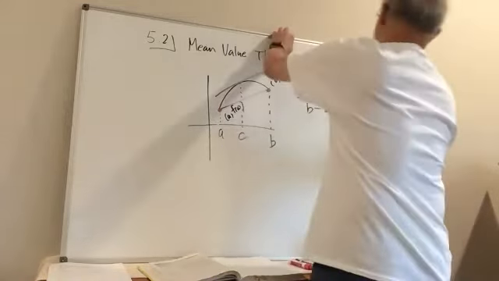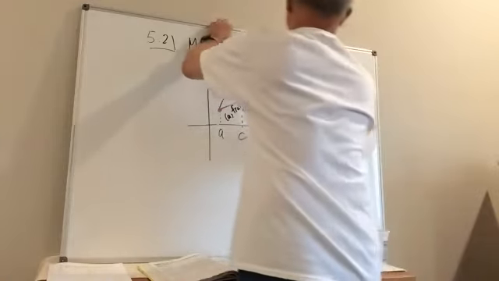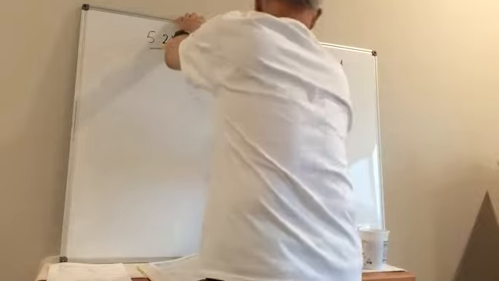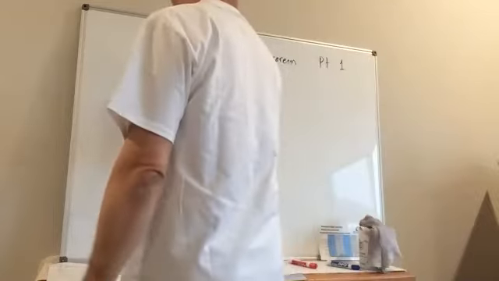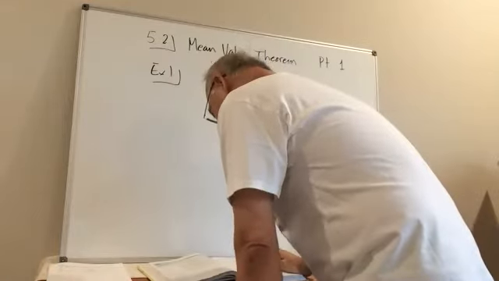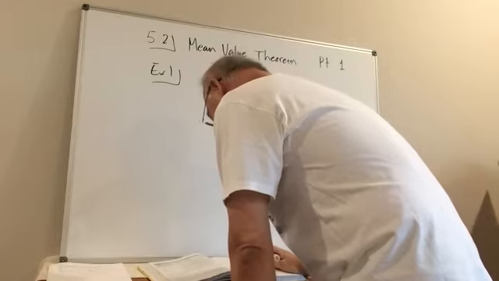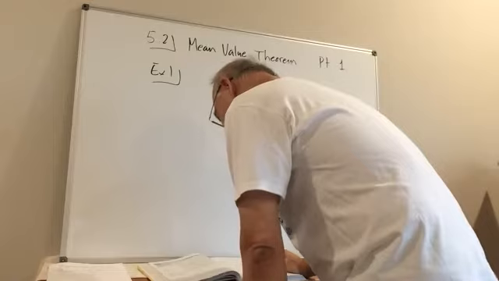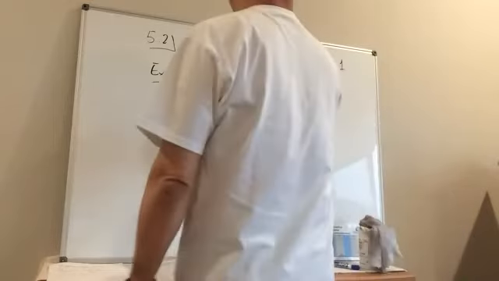So let's explore this a little bit and see if we can go through some of the examples here. Example number 1, exploring the mean value theorem. Show that the function f of x equals x squared satisfies the hypothesis between 0 and 2.